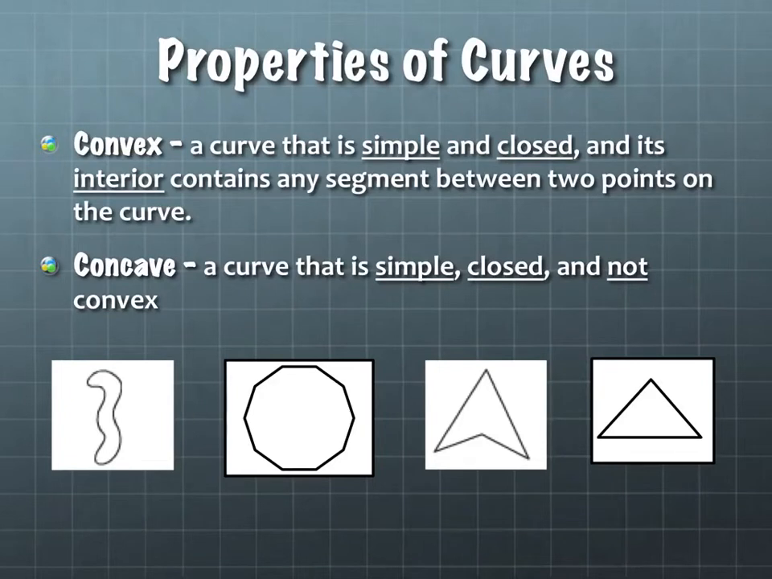Convex. A shape is convex if its curve is simple and closed, and its interior contains any segment between 2 points on the curve. I'll show you what that means in terms of a picture in just a second. If it's concave, it means it's simple and closed, and it's not convex. So concave really just means not convex, which must mean it fails to satisfy that last description about this interior thing.